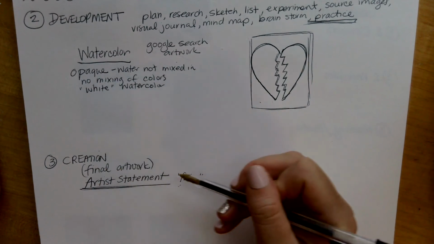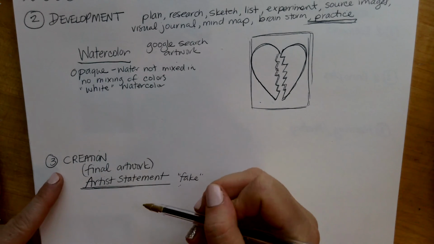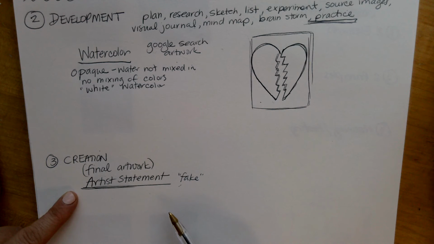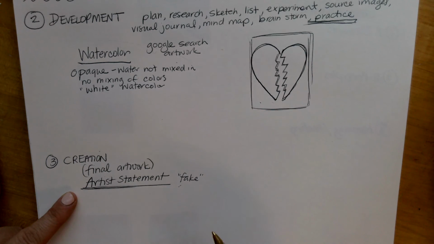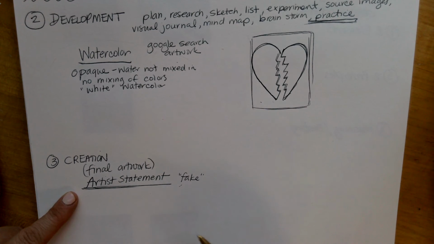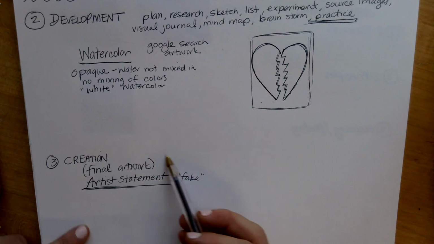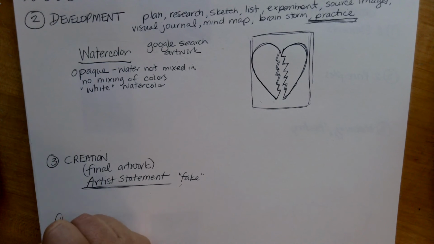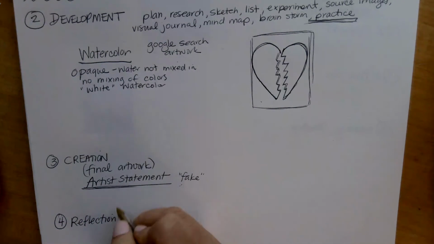So in your creation phase, again, this could just be typed statements, and it could be in a Google slide and next to it. But this is actually going to be what you turn in. And then the last step is reflection and presentation.